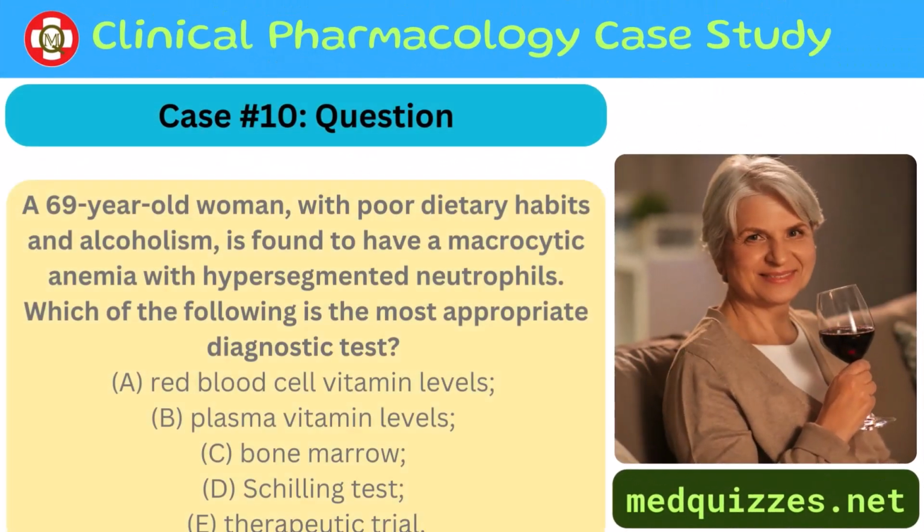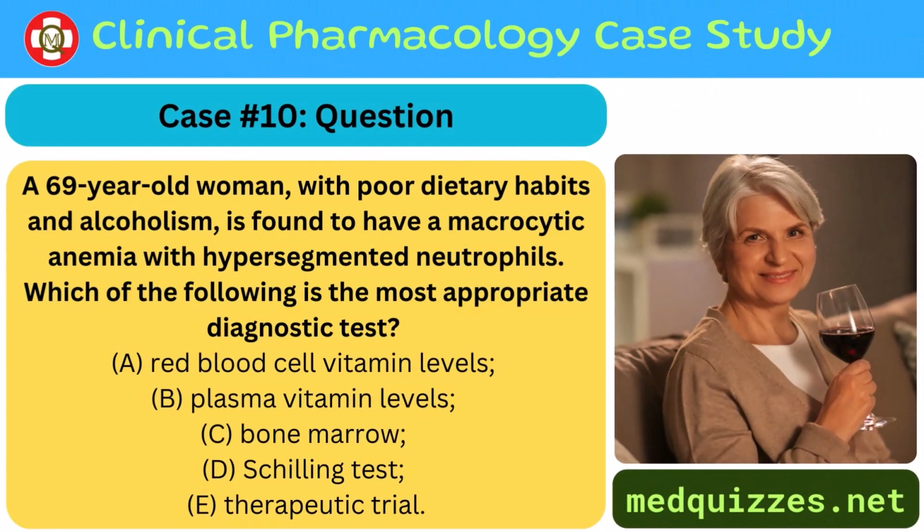Case number 10, a 69-year-old woman, with poor dietary habits and alcoholism, is found to have a macrocytic anemia with hypersegmented neutrophils. Which of the following is the most appropriate diagnostic test? A. Red blood cell vitamin levels, B. Plasma vitamin levels, C. Bone marrow, D. Schilling test, E. Therapeutic trial.